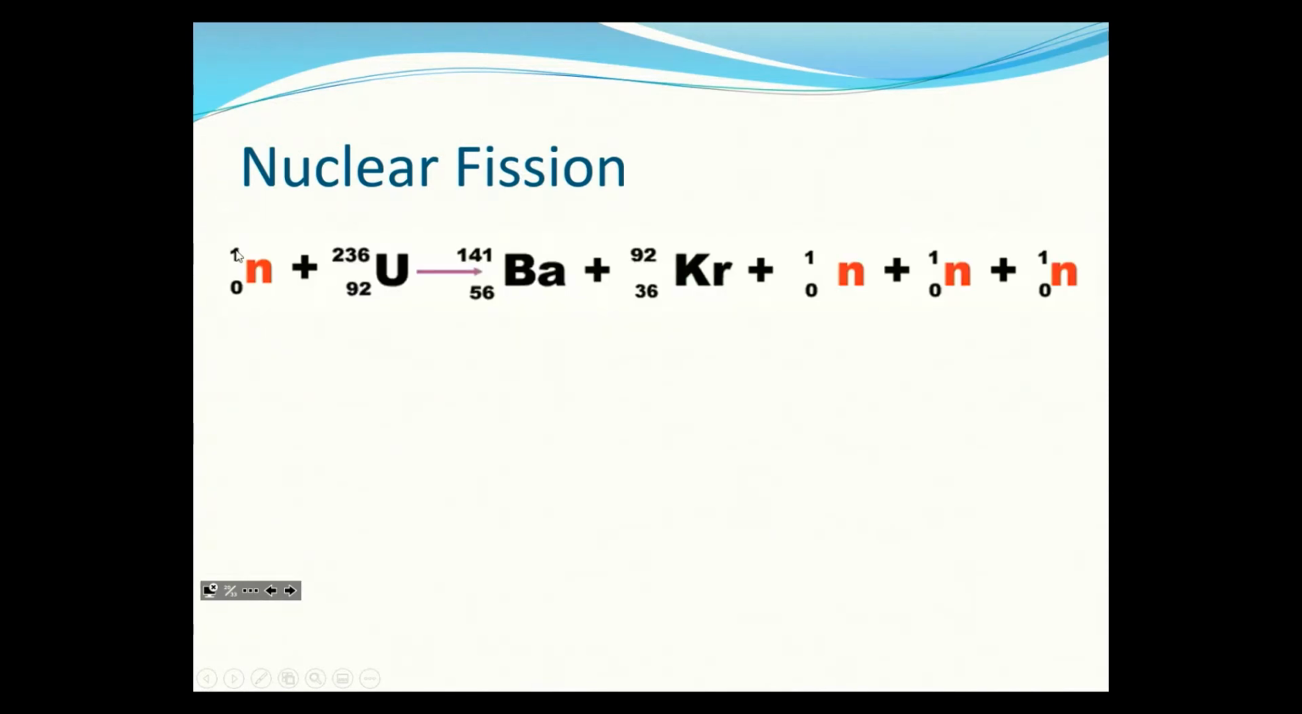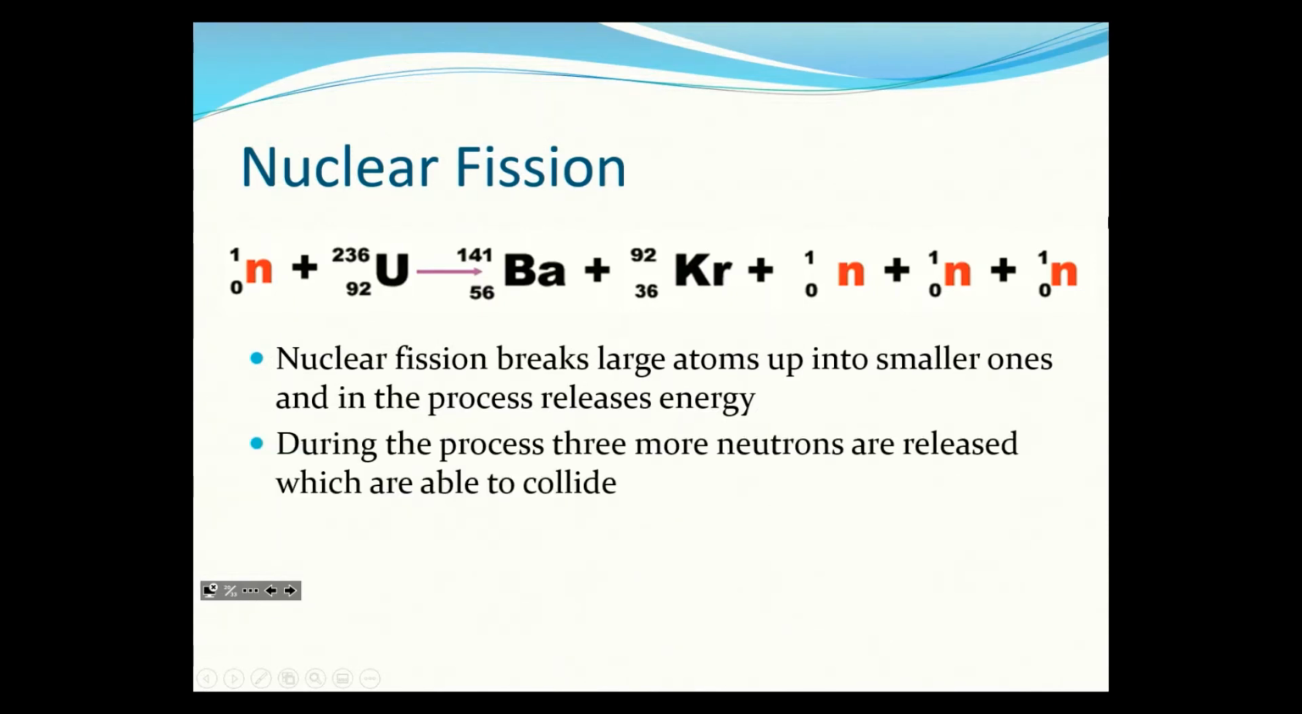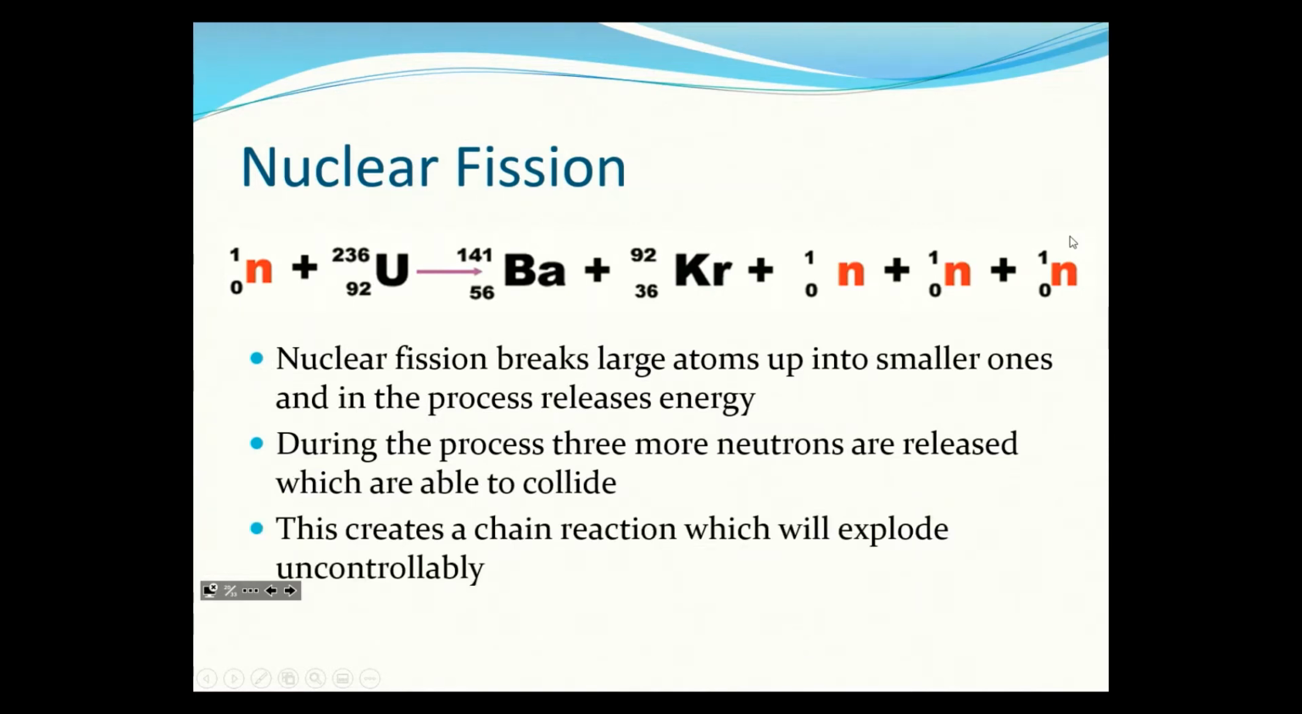Okay, so you take a neutron, you shoot it at uranium, it breaks into barium and krypton, and then 3 neutrons. So nuclear fission breaks large atoms up into smaller ones, and in the process releases some energy. During the process, 3 more neutrons are released, which are able to collide with more nuclei. And this can create a chain reaction which will explode uncontrollably.